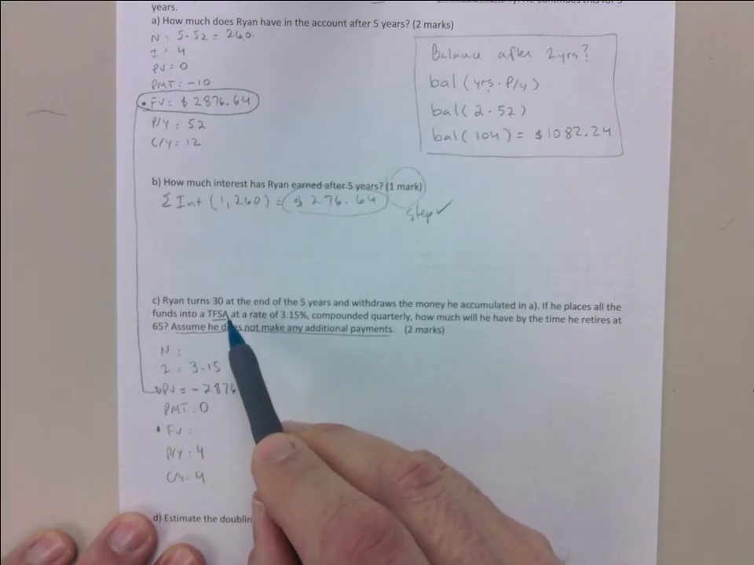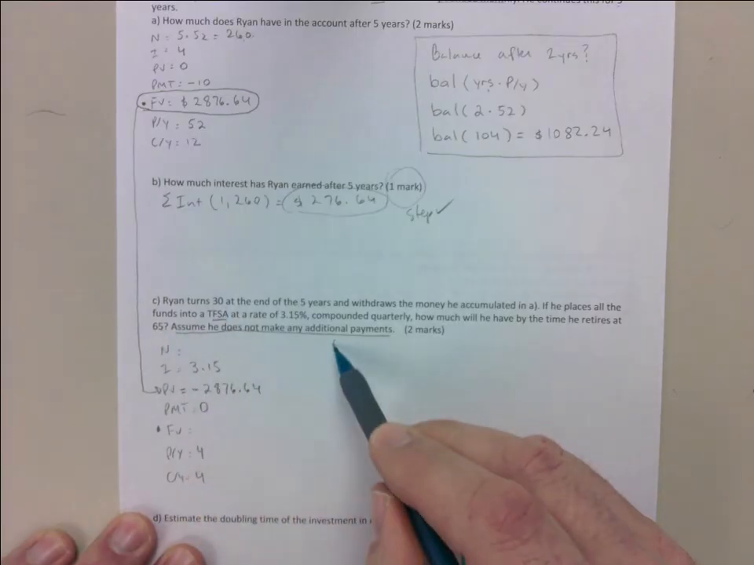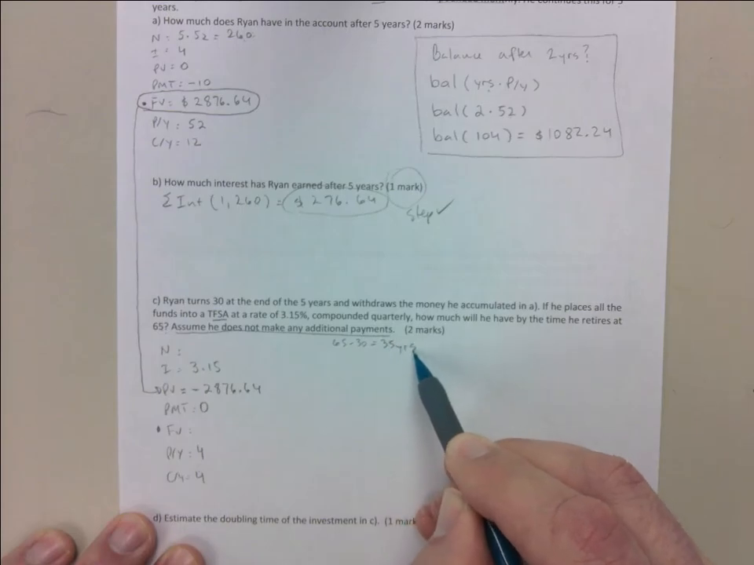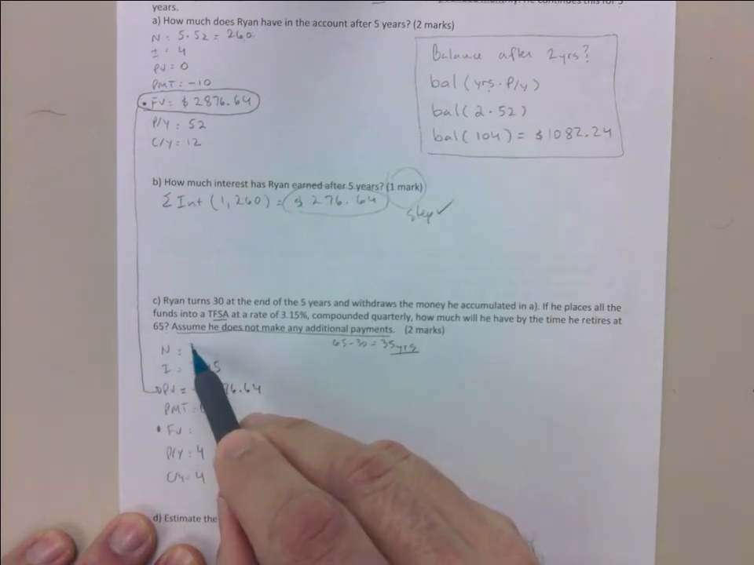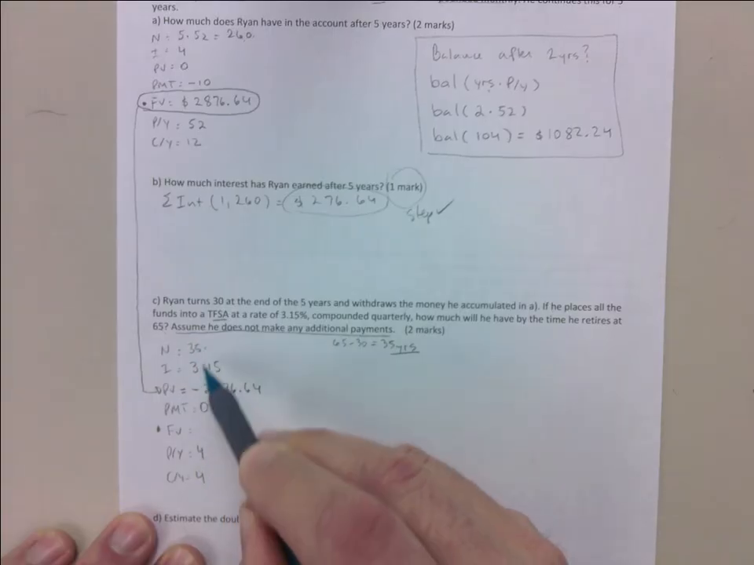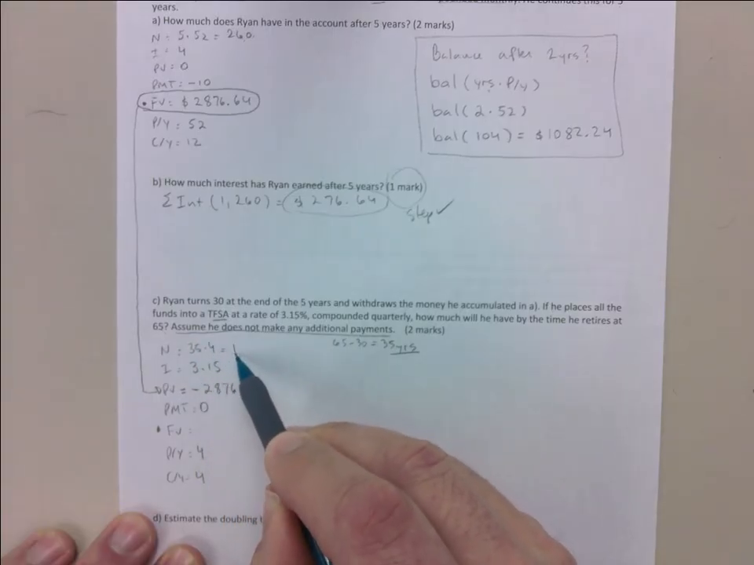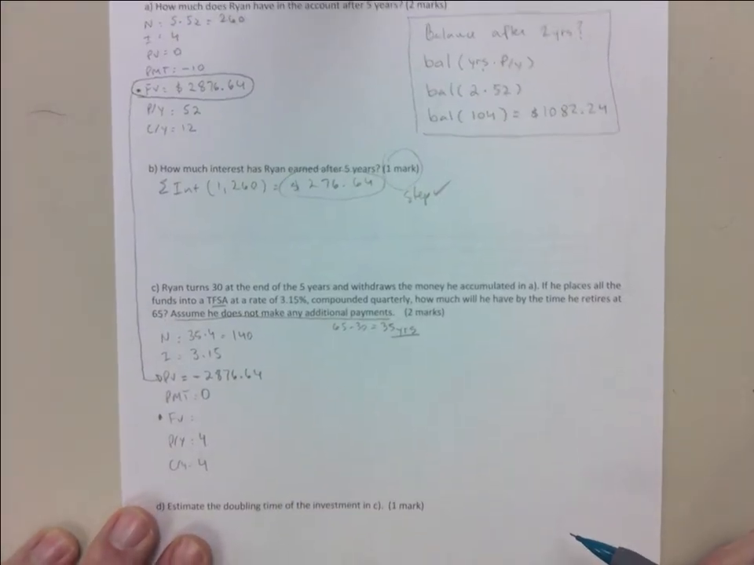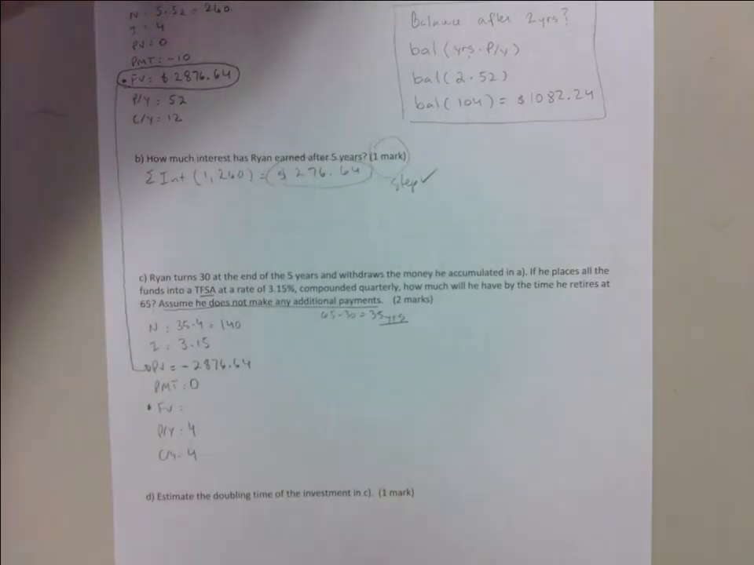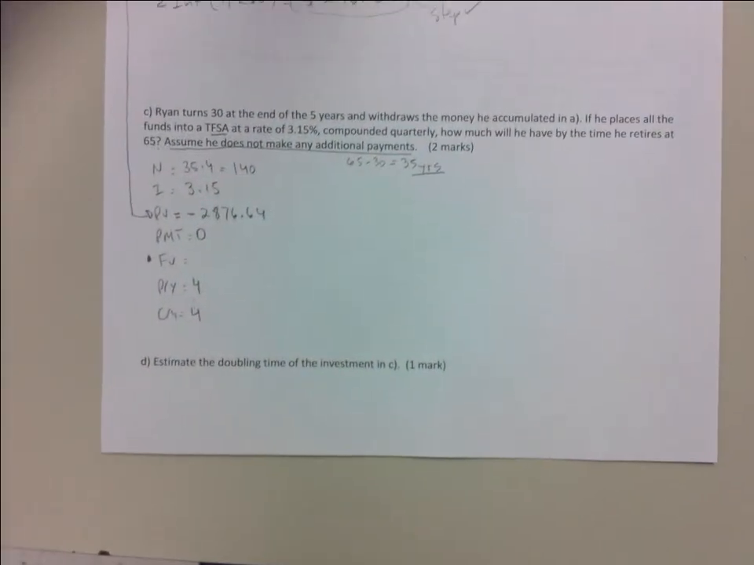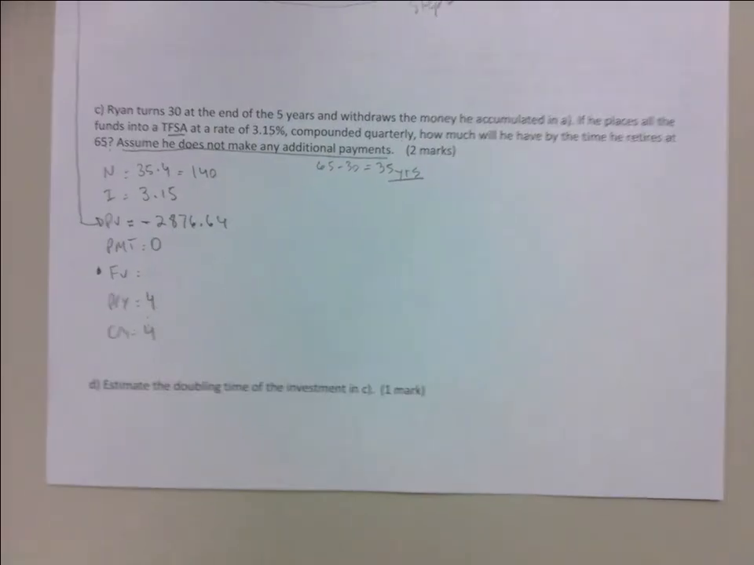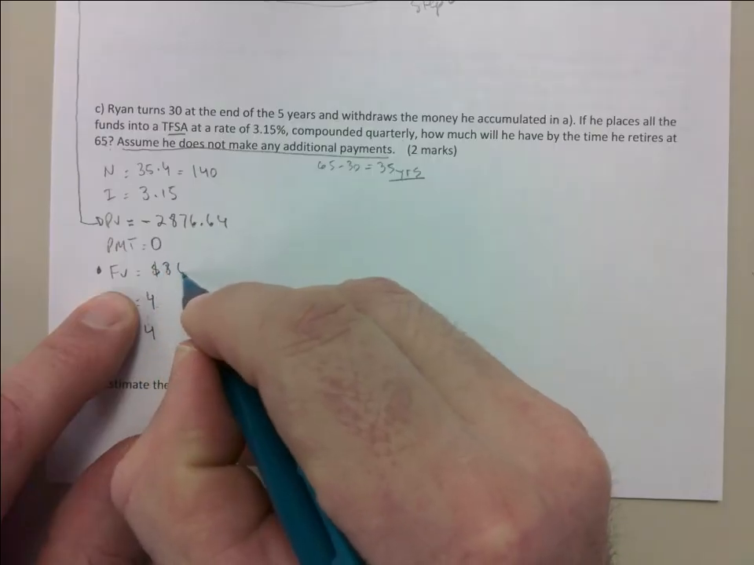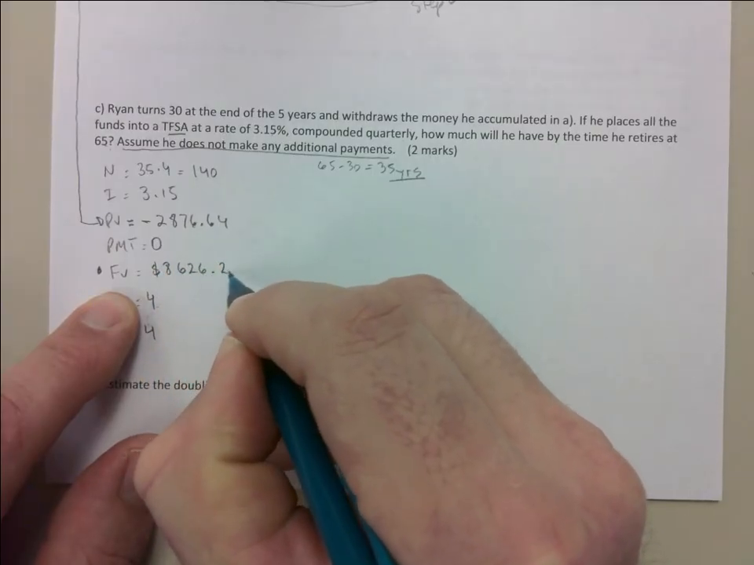N, I need to go years, right? From 30 to 65, that's 35 years that we're talking about here. So 35 times PY, that gives me 140. I solve for this, and I get 8,626 and 20 cents.